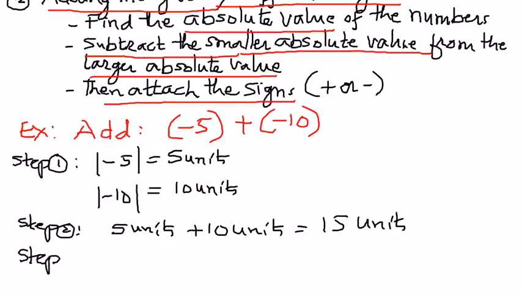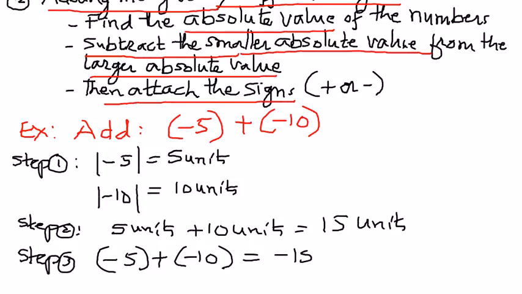And as step number 3, we're going to attach the sign of the addend with the largest absolute value. The sign for the largest absolute value here is a negative sign. Therefore, -5 plus -10 is going to be equal to -15. So that is how we are going to use the rule to simplify this problem.